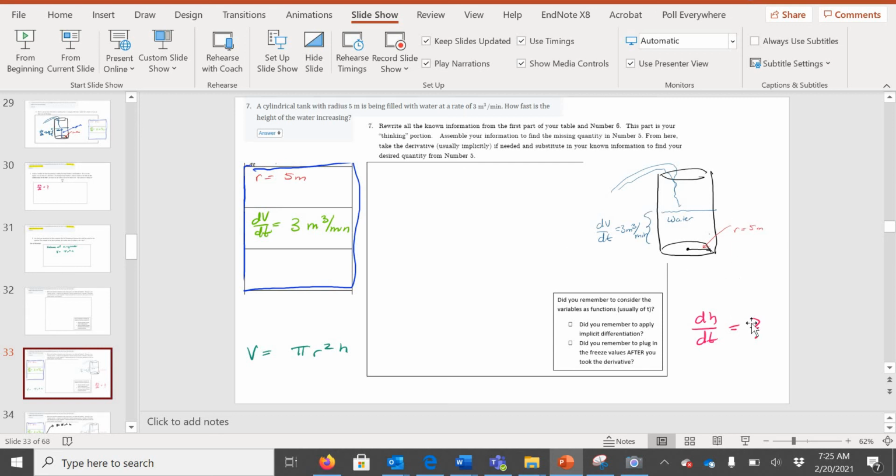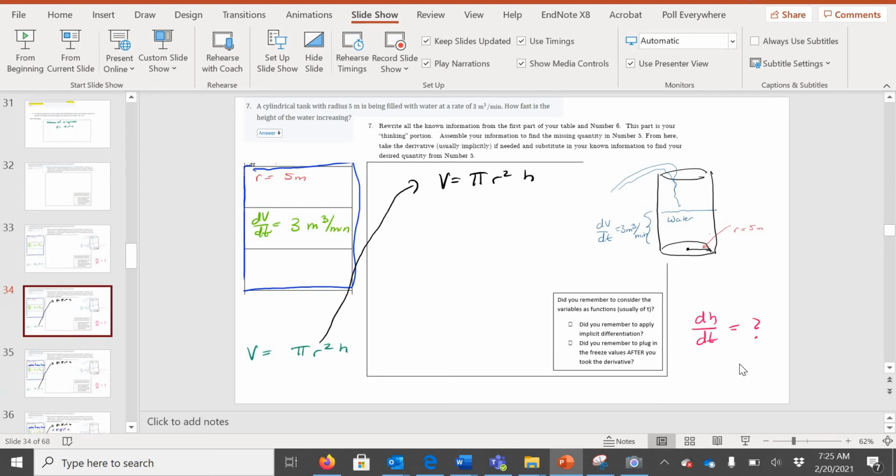Here's my picture. Here's my R. Here's what I'm looking for. So I put them all together, and like a puzzle piece, I'm going to assemble. So I'm going to start with usually the equation. So volume is pi r squared h. That's not a freeze frame. If it was a freeze frame, I would plug it in later.